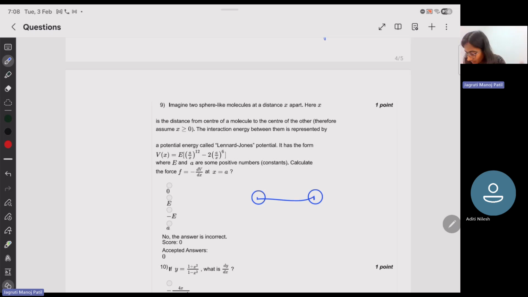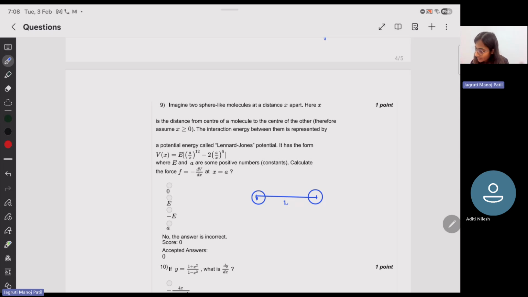Okay, wait, sorry. X is like this. Okay, I can move it. Just assume that those are centers there. So this one center here and this one center here. Right, so this is our x.